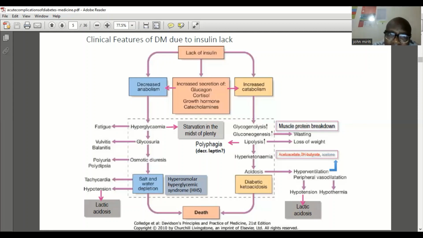So in this case you can see that there are two pathways through which the symptoms of lack of insulin are manifested: the pathway of decreased anabolism and the pathway of increased catabolism. All of them end up with lactic acidosis, and the decreased anabolism can also result in hyperosmolar hyperglycemic syndrome, and all of them result in death.